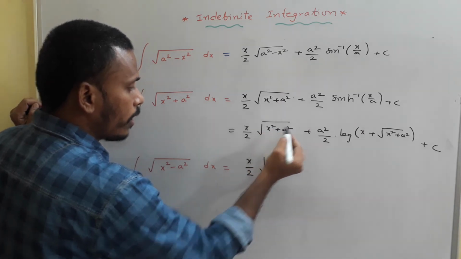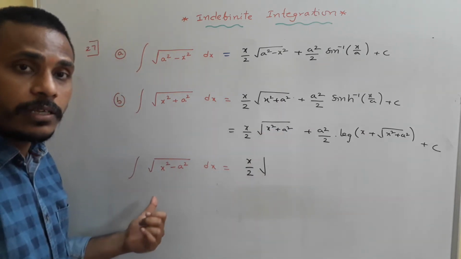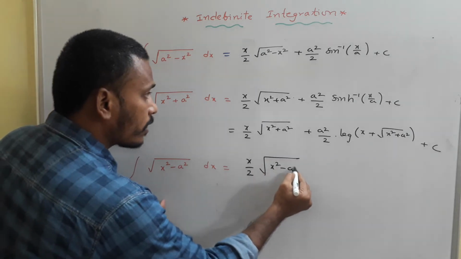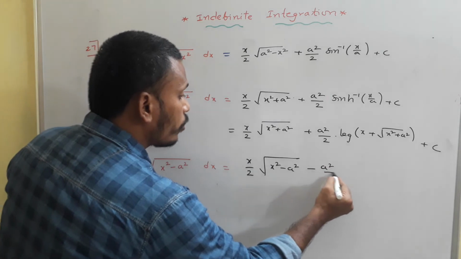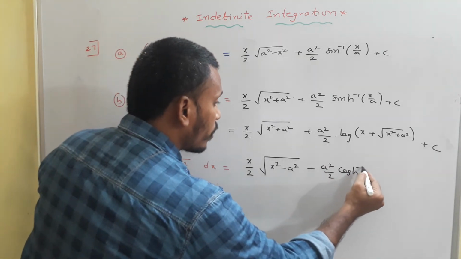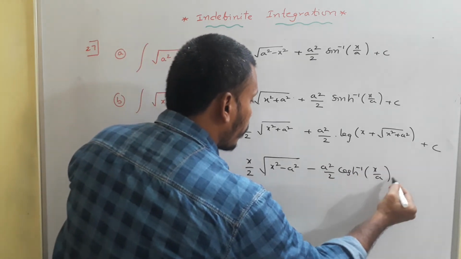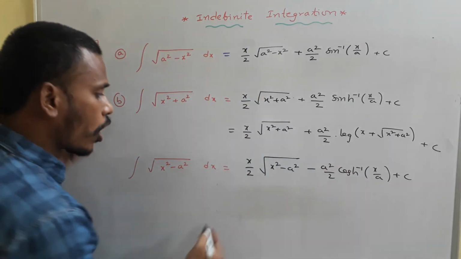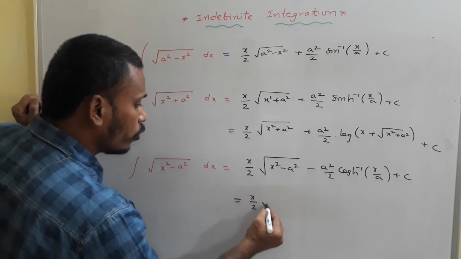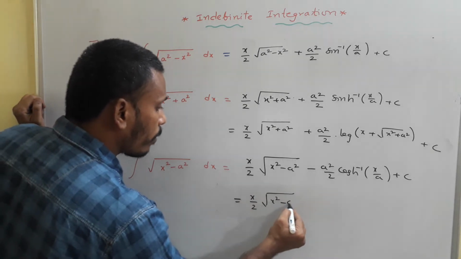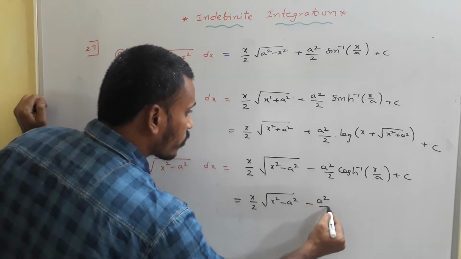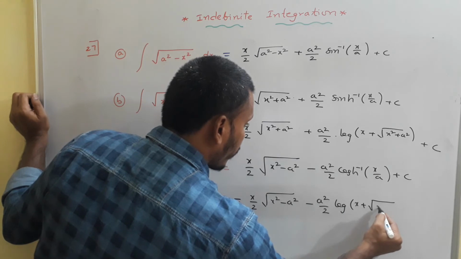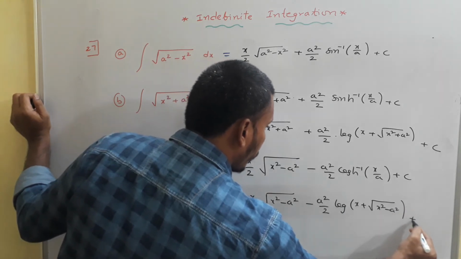Okay, that's good. And now, see, integral root of x square minus a square. This time it is x by 2 into root of x square minus a square, by 2 this time, and cosh inverse of x by a plus c. Again, instead of this cosh inverse, we need to use logarithmic notation. So x by 2 into root of x square minus a square, by 2 into logarithm of x plus root of x square minus a square, plus c.